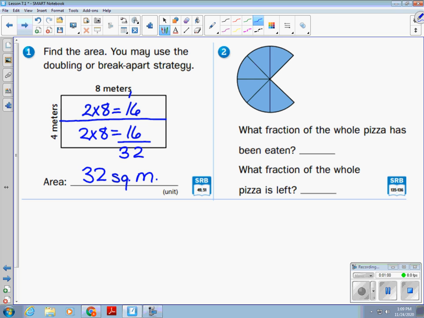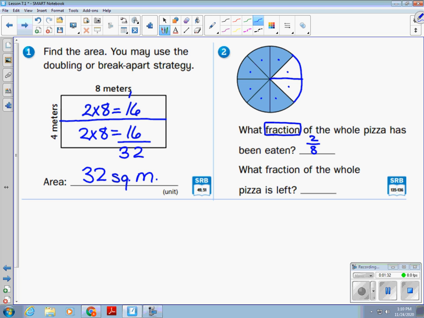Number 2, what fraction of the whole piece has been eaten? So if I count these, I have 1, 2, 3, 4, 5, 6, 7, 8. So I know there should have been 8 pieces. So the fraction, and boys and girls, when they ask for what fraction, you have to write it in fraction form. You just cannot put down a number. So what part has been eaten? And that would be 2/8, because these 2 parts are missing. So they're the parts that have been eaten.